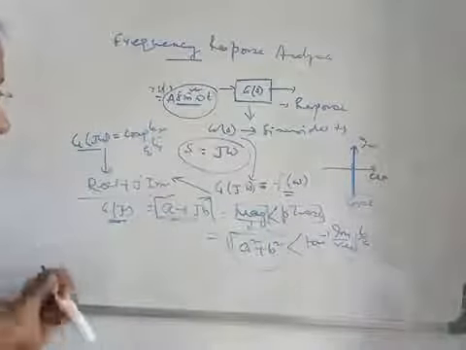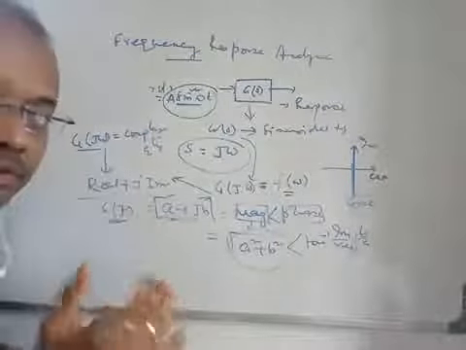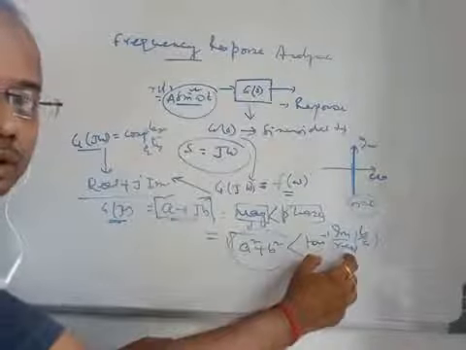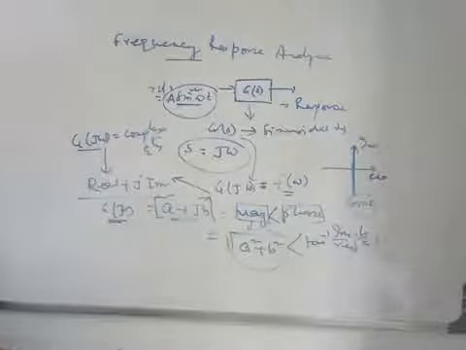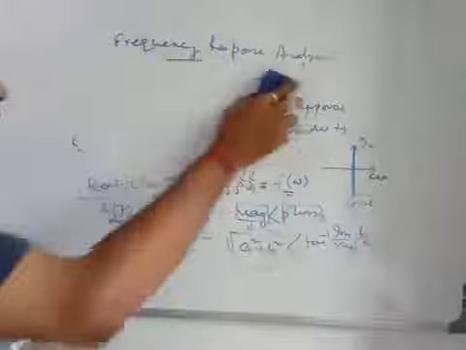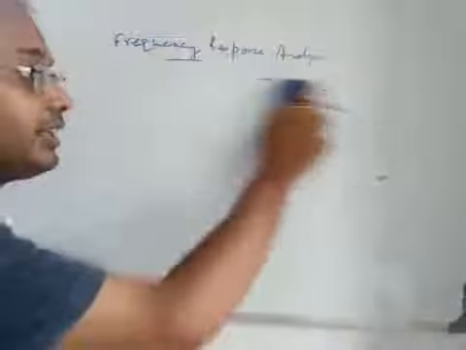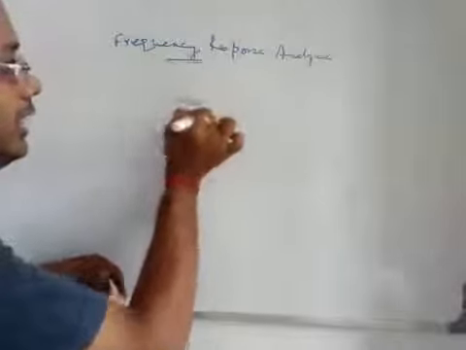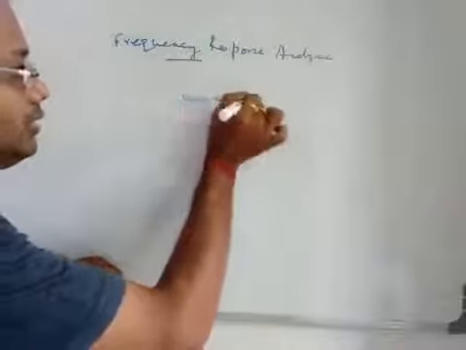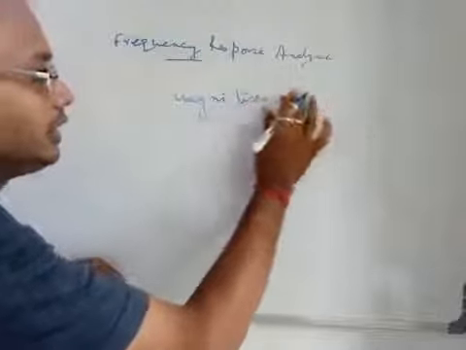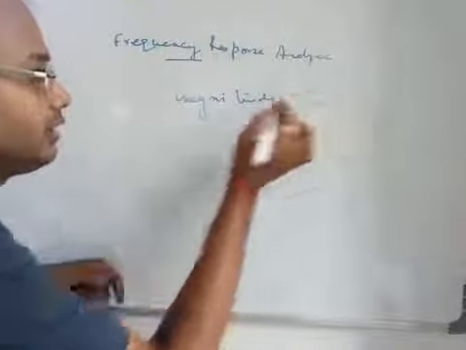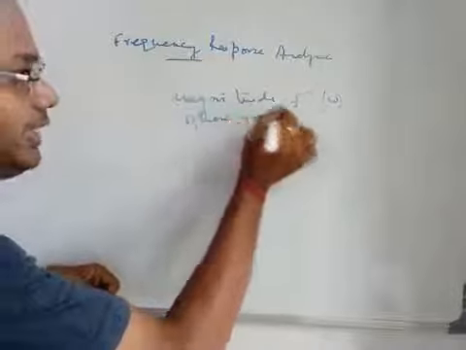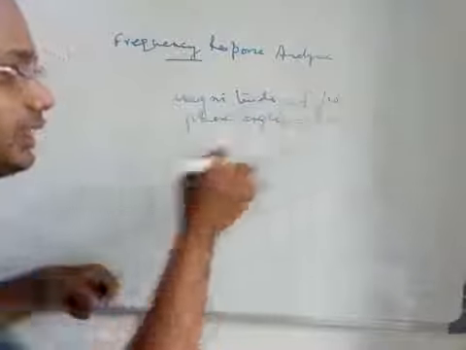Whenever we study a transfer function, we find that the magnitude is a function of frequency and the phase is also a function of frequency. So the magnitude itself is a function of frequency, and the phase, that is, the angle we get, will again be a function of frequency.